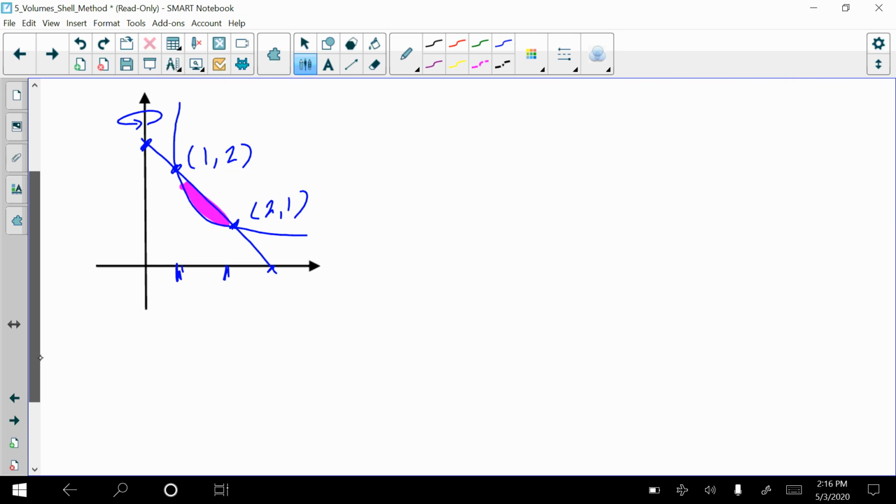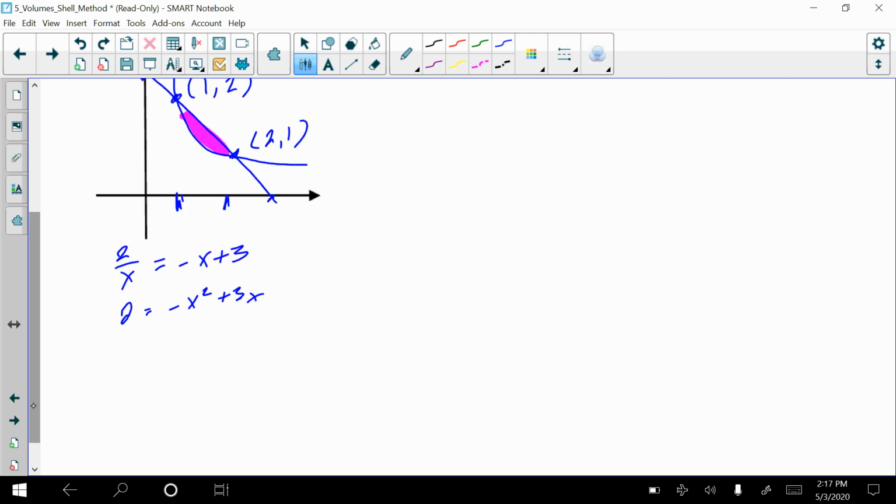And here's the math in case anybody needs to see it. Where those functions intersect each other, we just take them and set them equal to each other: 2/x = negative x plus 3, because wherever they intersect, that's where the functions have the same values. Multiplying by x will give me 2 equal to negative x squared plus 3x. And I can clearly see that this is going to be a quadratic of some kind.